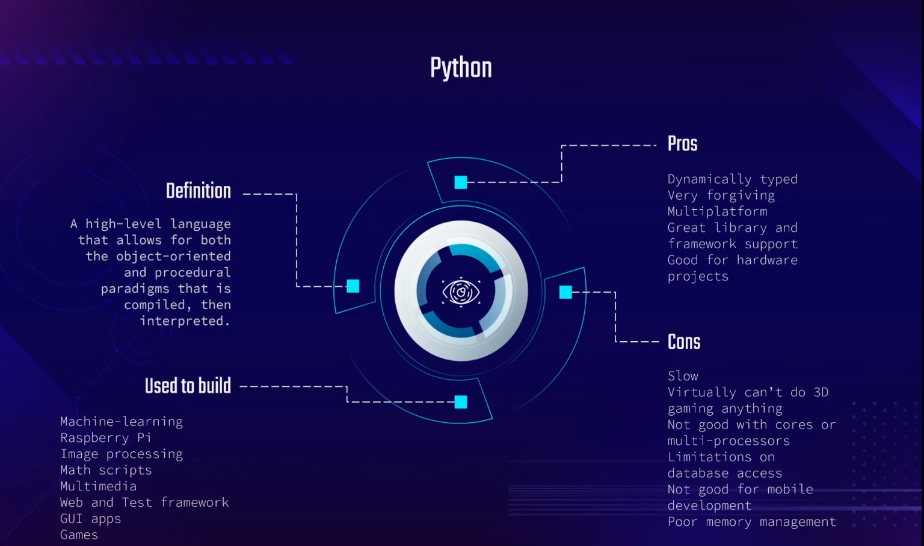Anyway, some of the cons are that it's really slow. It can't do anything 3D, really, for games. So you can make cute little 2D games on it and export to the browser, it'll be fine, but no 3D. It is not good with cores and multiprocessors, which is why it's best suited for something like Raspberry Pi.